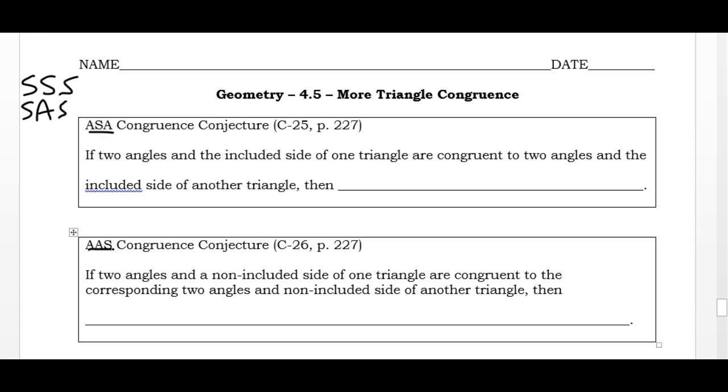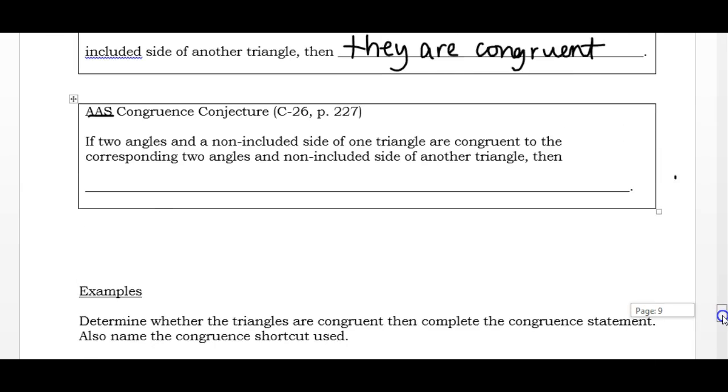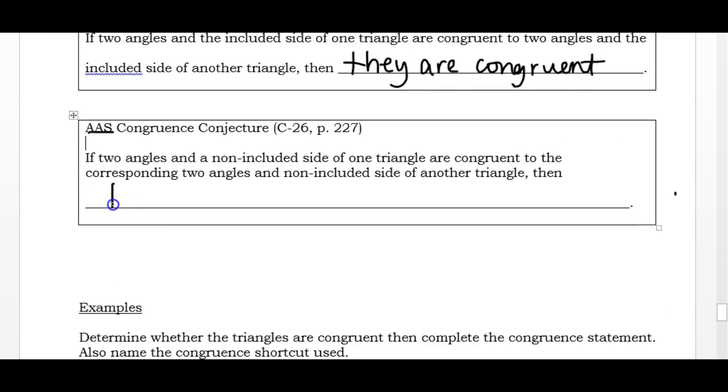If the two angles and the side in the middle of one triangle are congruent to those of another, then the triangles are congruent. And if the two angles and a side not in the middle of the angles is congruent to those of another, then the triangles are congruent.